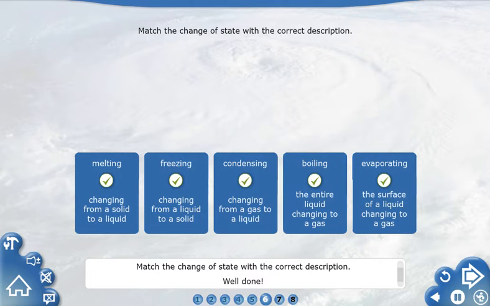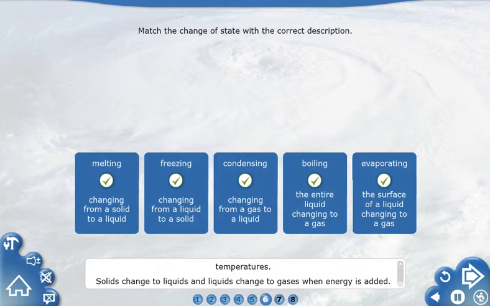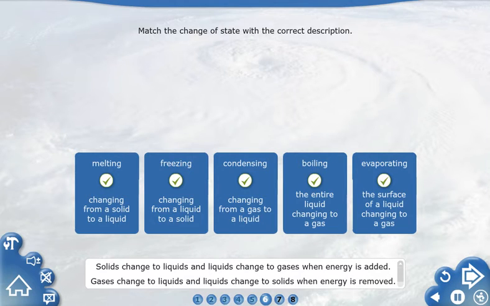Well done! Remember that substances change from one state to another at certain temperatures. Solids change to liquids, and liquids change to gases when energy is added. Gases change to liquids, and liquids change to solids when energy is removed.